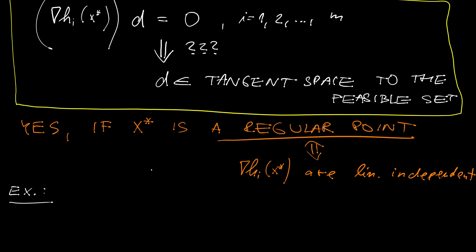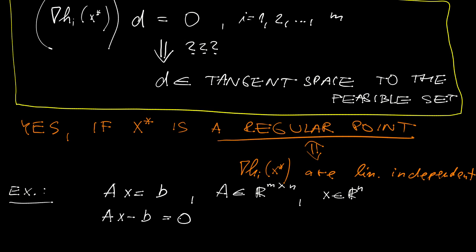In this example, the constraints will be linear. These will be given by a set of linear equations written in the matrix vector form as A times x is equal to b. Now, A is a matrix with m rows and n columns. Therefore, x belongs to n-dimensional vector space. Now, this can be rewritten into A times x minus b is equal to 0, and this gives us clearly m scalar linear equations h1, h2 up to hm.